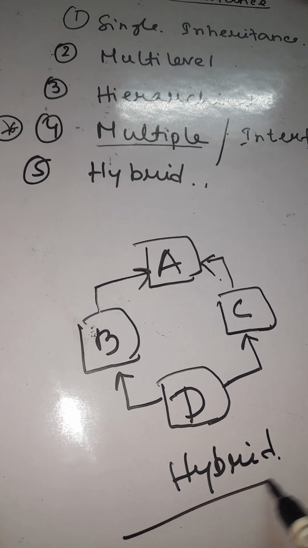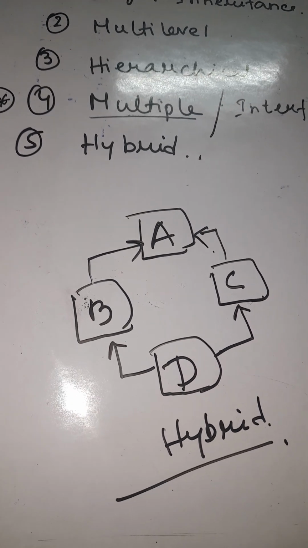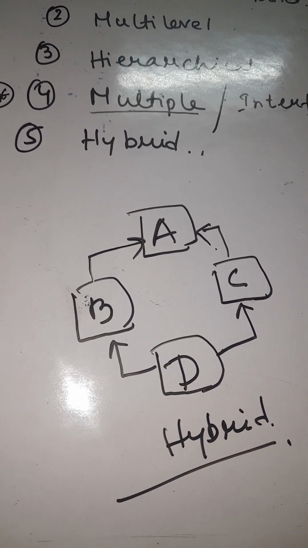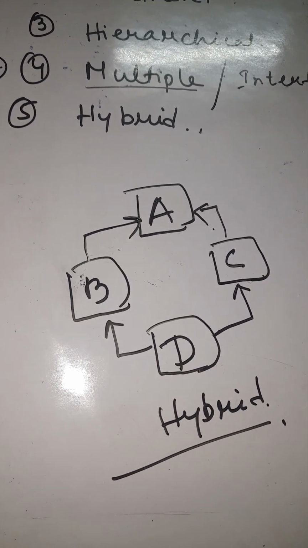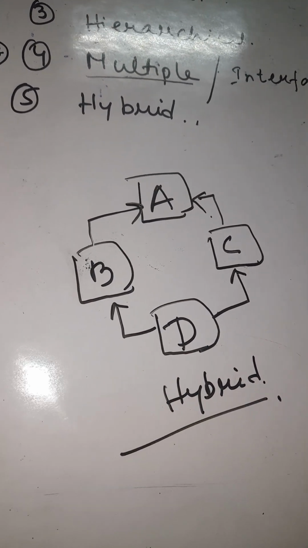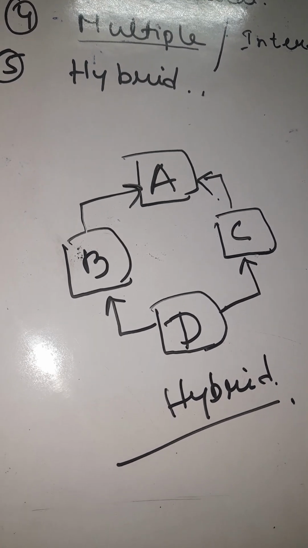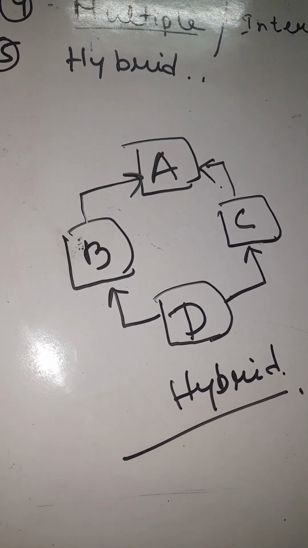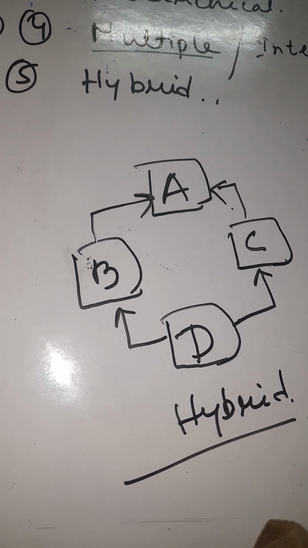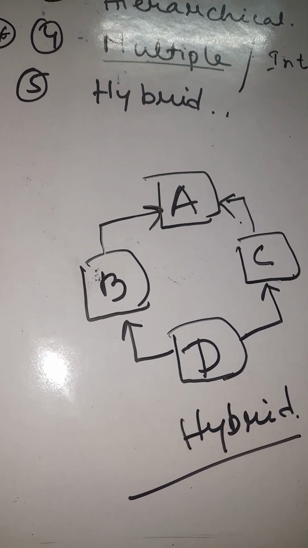So this one is known as the hybrid inheritance. Java does not support this hybrid inheritance with classes, but you can implement it with the help of the interface, not only with the help of the class. If you only want to use classes, then it's not possible. You have to use the interface. Okay, this hybrid and multiple inheritance I will discuss later elaborately.